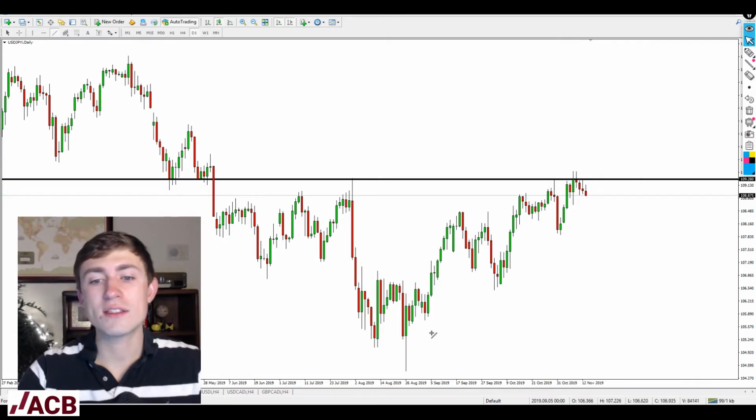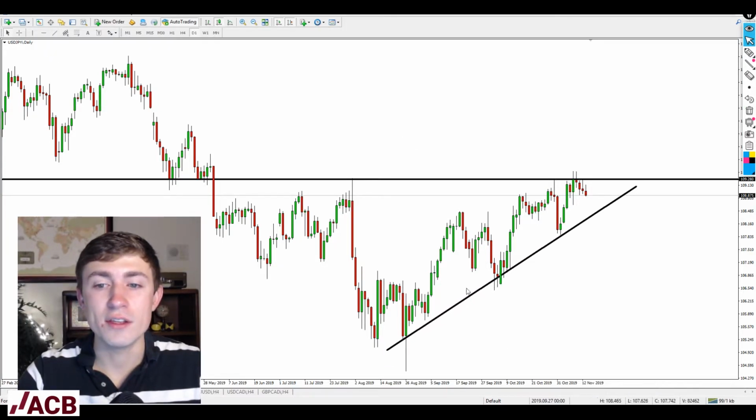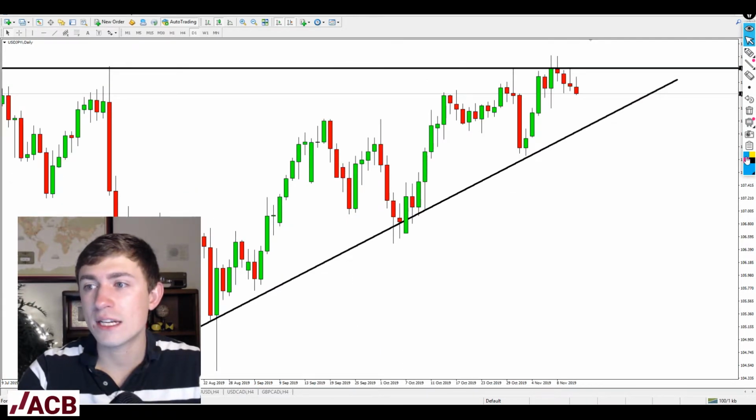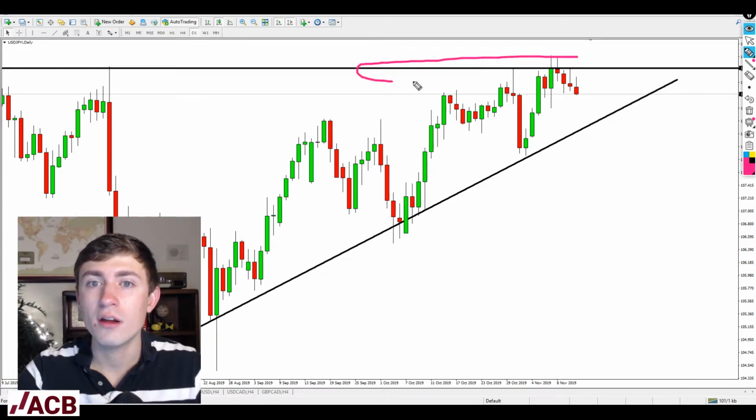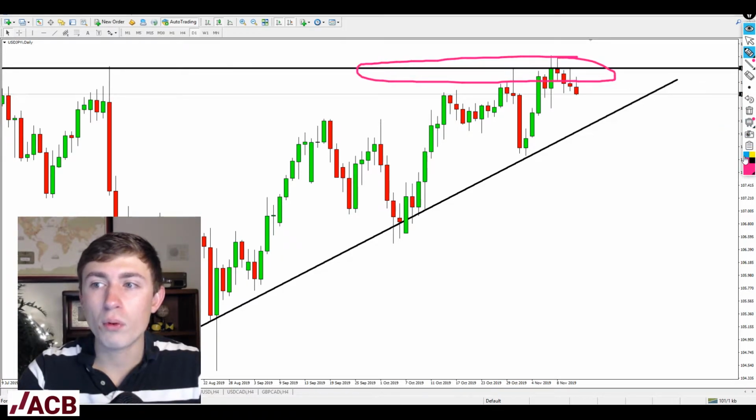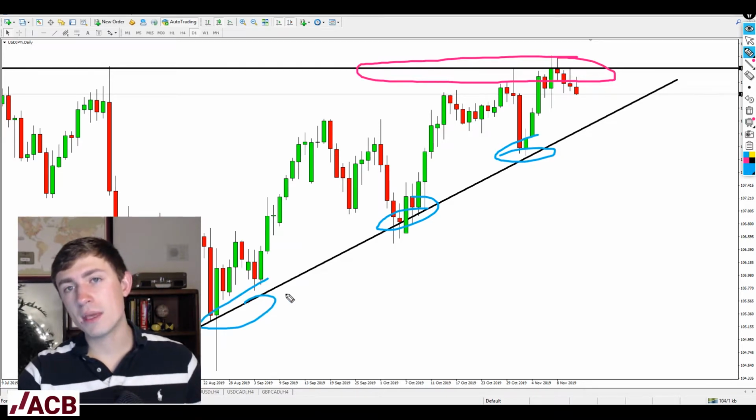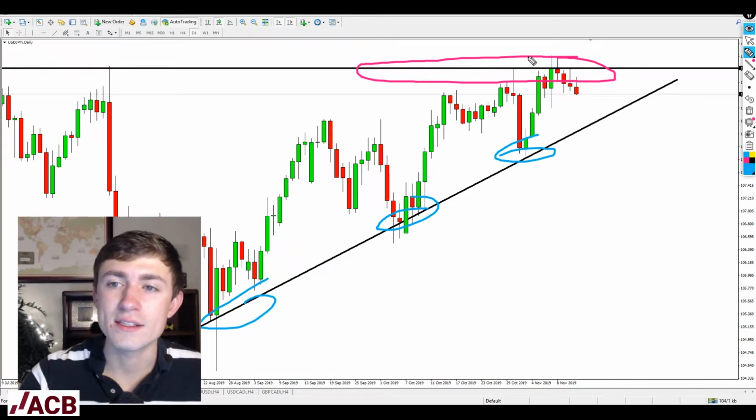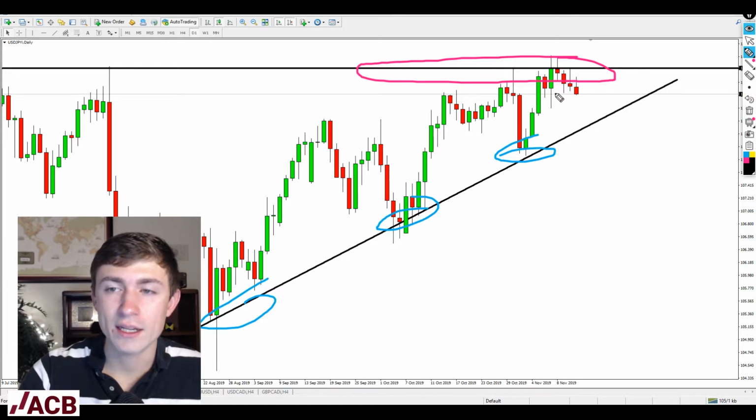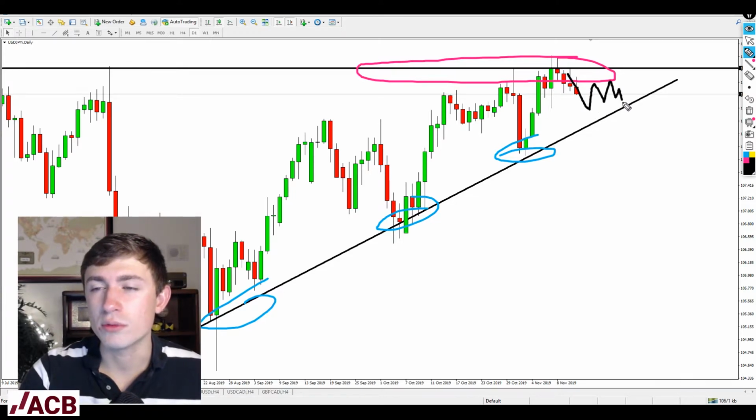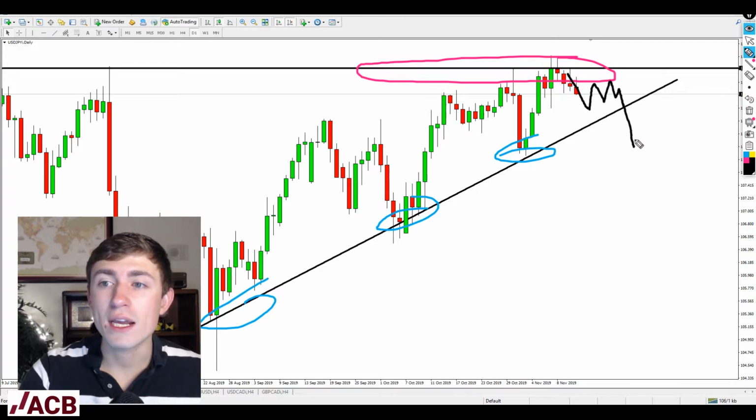Although I do want to say that we have also been respecting this supportive level on the bottom side. So we've been respecting the resistance up here very well, but we've also been respecting the support along the way in terms of this trend line. So what does that mean? Well, what it could mean is that price is consolidating, and that likely what will happen next is we will see price tighten up and break one way or the other.